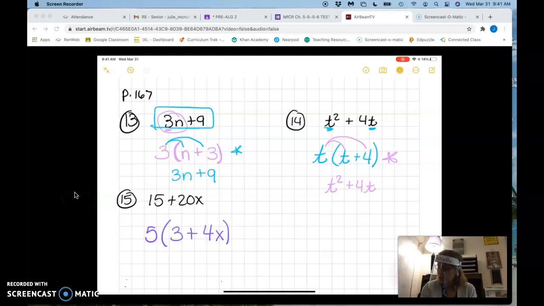Now again, if I use the distributive property, I should be able to get back to my original problem. So 5 times 3 is 15, and 5 times 4x, 20x. Did I get what I started with? Yes, I did. So that is going to be our answer. And that's called factoring an expression. We use the distributive property to take something out, and then we can multiply it back together and get what we started with. Okay, that's all for today.